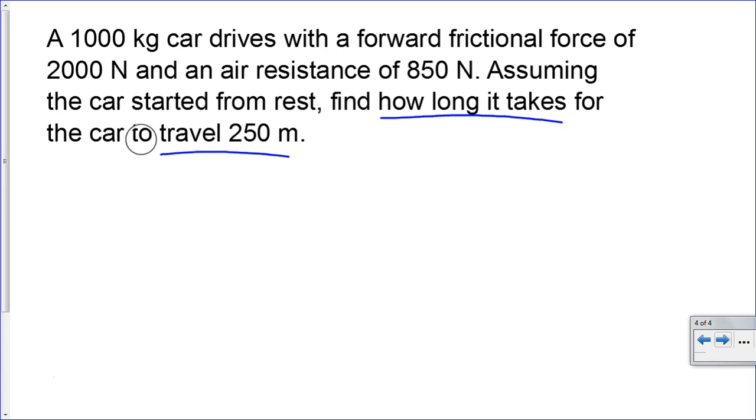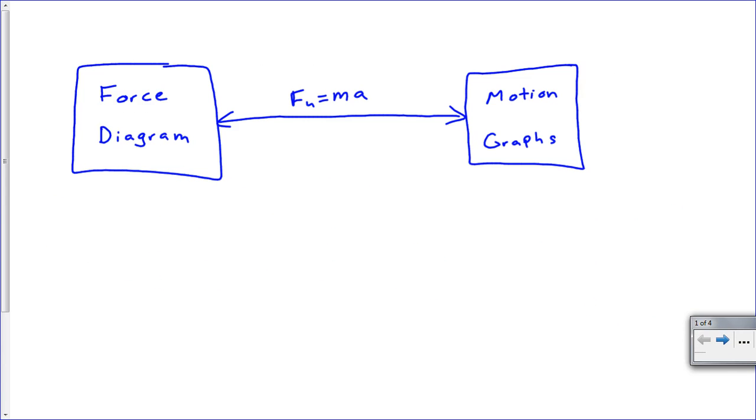So we're actually going the reverse way in this process than we have been before. Here we're starting with the force diagram, and we're trying to find Fu from that. Then we use Fu equals ma, which gives us the acceleration. And then we can use that for the motion graphs.